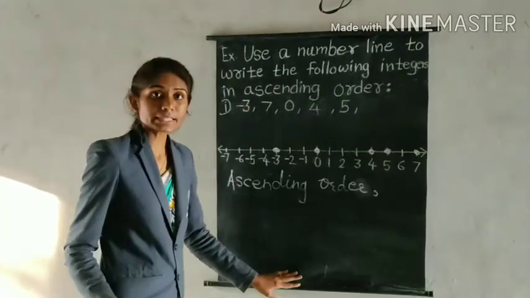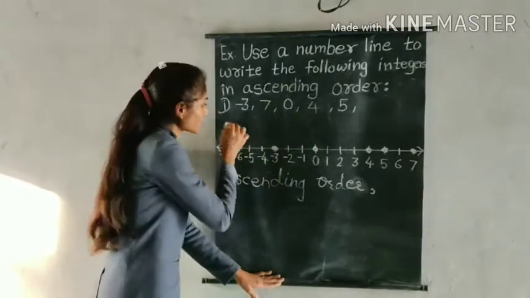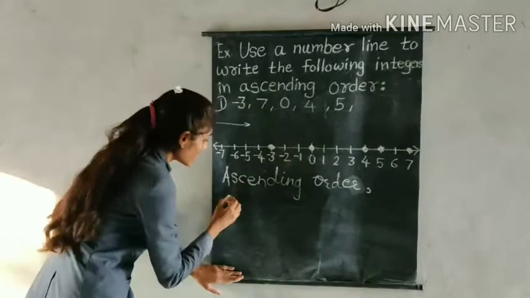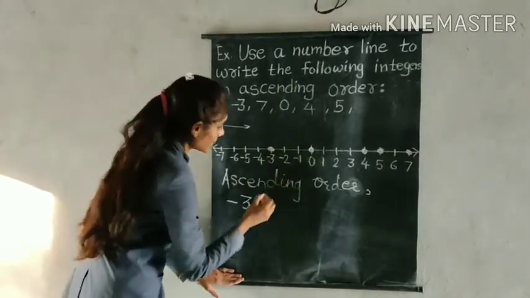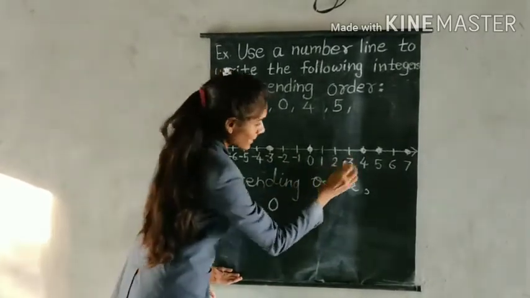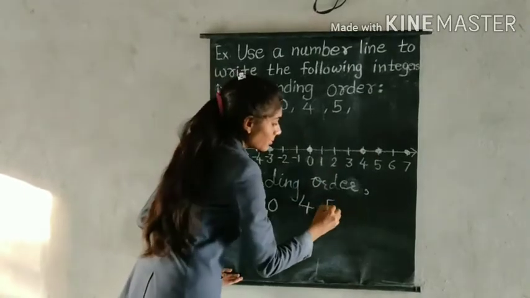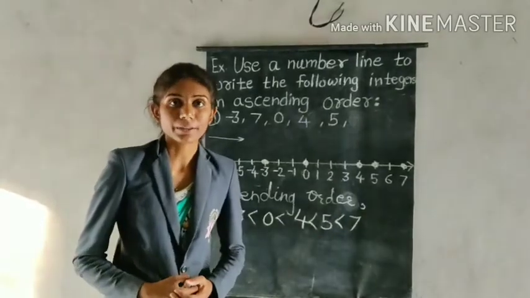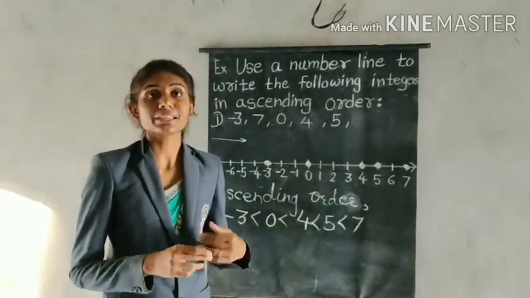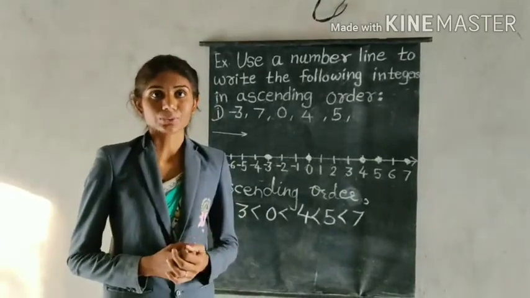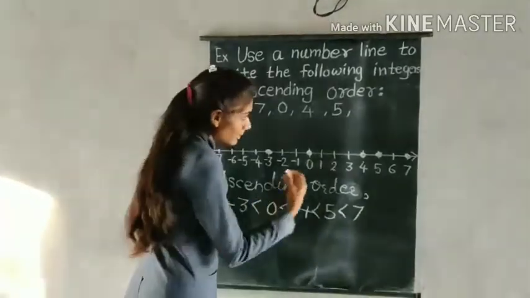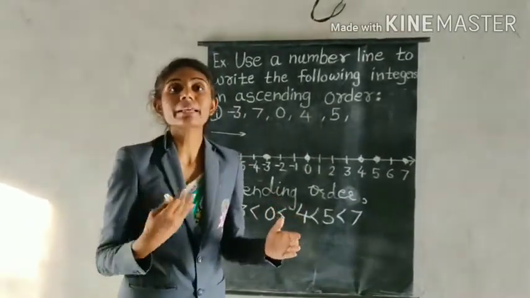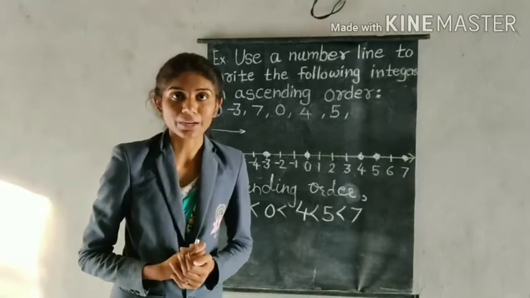Whenever it is ascending order, we need to write the numbers from left to right. So directly we write -3, then we move to 0, then the next number is 4, next is 5, and then 7. In this way we arrange these integers in ascending order. Suppose they ask us to arrange them in descending order. What do we have to do? We have to write these numbers from right side to left side. Then they will automatically be arranged in descending order.